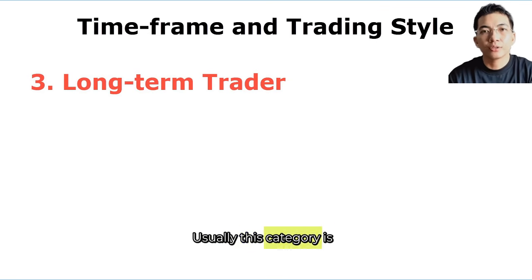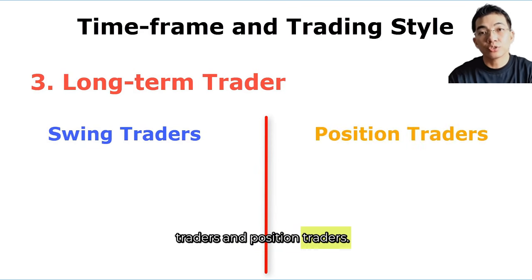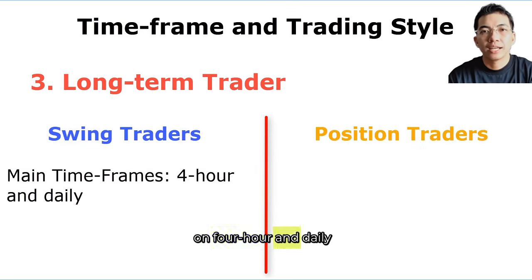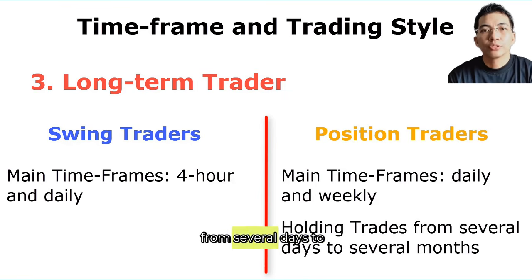Usually this category is also subdivided into swing traders and position traders. Swing traders usually focus on 4-hour and daily charts, but sometimes they also like to use the hourly charts. I'm a swing trader, for example, and I mainly trade the 1-hour charts. Position traders give more importance to daily and weekly charts, and they usually hold their positions from several days to several months.